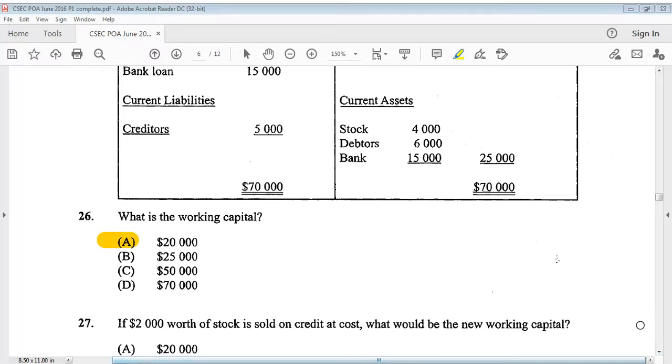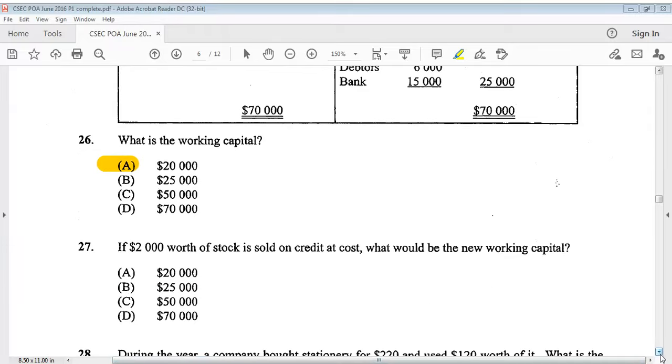Let's go to 27. 27 says, if $2,000 worth of stock is sold on credit at cost, what would be the new working capital? I want you to think on this one. I can give you a clue. The answer is between A and B. Let me know in the comment section below. I want to have your input on these papers, working on them along with me.